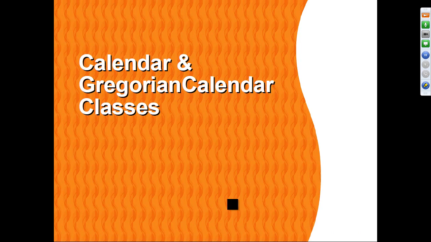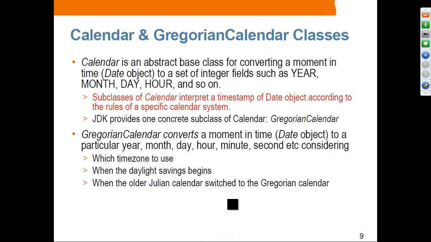Next is the Calendar and GregorianCalendar classes. Calendar is an abstract base class. We haven't learned the concept of abstract class yet, but you can think of an abstract class as a class that will be extended by another class.